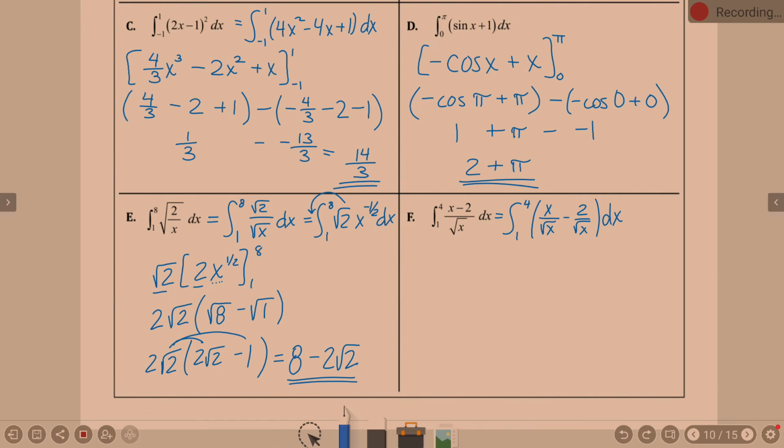Not saying this would be the only way to do this. This is what I was doing. Because then I can say the integral from 1 to 4 of x to the 1/2 minus 2x to the negative 1/2. And that's what I'm going to be working with. I took that denominator, made the denominator in both pieces, and went from there. And I would say work on integrating this and doing it, and we can check it at the beginning of class tomorrow.